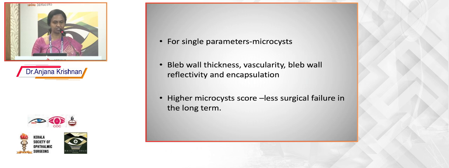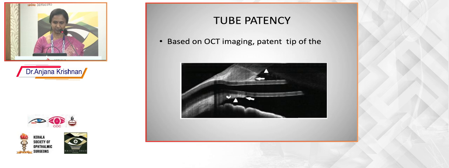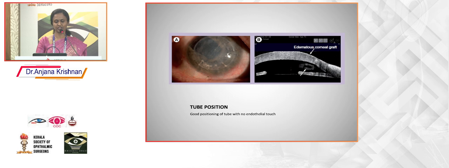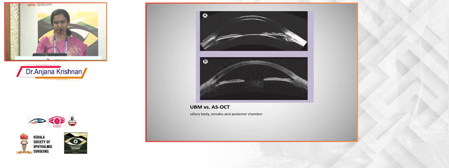For single parameters, it is a microcyst which shows a good functioning bleb, and other parameters, as already mentioned, will help. And as already been discussed, I'll just go through the slides first. The tube patency can be checked with ASOCT. Tube block, partially blocked in the first picture by an iris, and in the second picture, as already shown earlier by Dr. Jayashree, it has not entered into the anterior chamber. And even though the cornea is a bit hazy in this, and they suspected an endothelial touch of the tube, you can make out that the tube is not touching the endothelium.